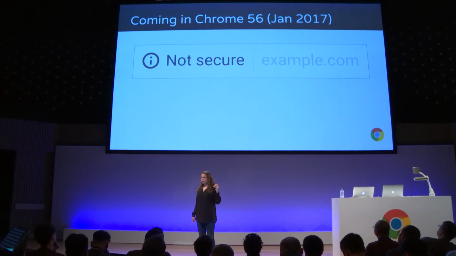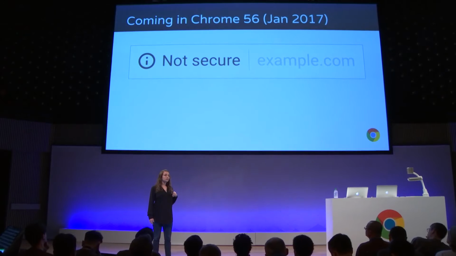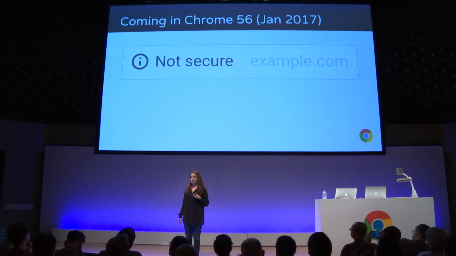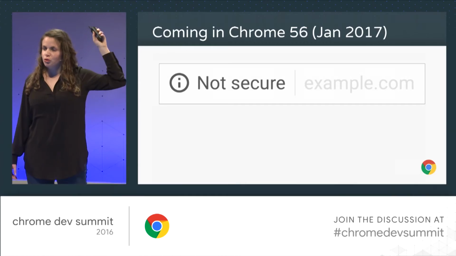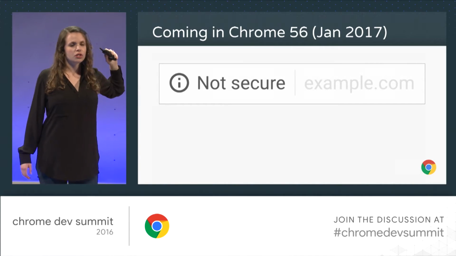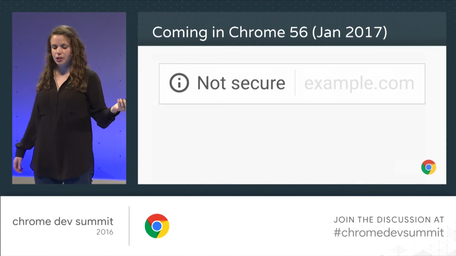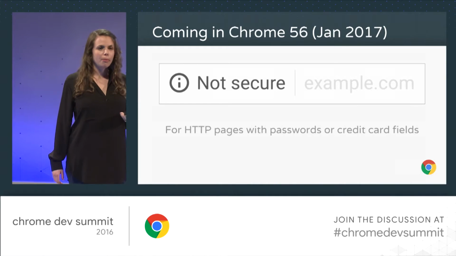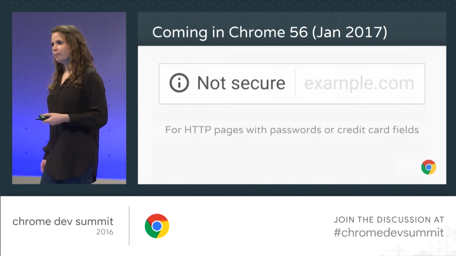This is the new UI treatment that we'll be using for some insecure HTTP sites in Chrome 56, which goes to stable in January. So you can see we're still doing the neutral informational icon, but we're adding the not secure text to start to educate users about what it means to be using insecure HTTP. And we'll be specifically launching this for HTTP pages that have passwords or credit card inputs on them.